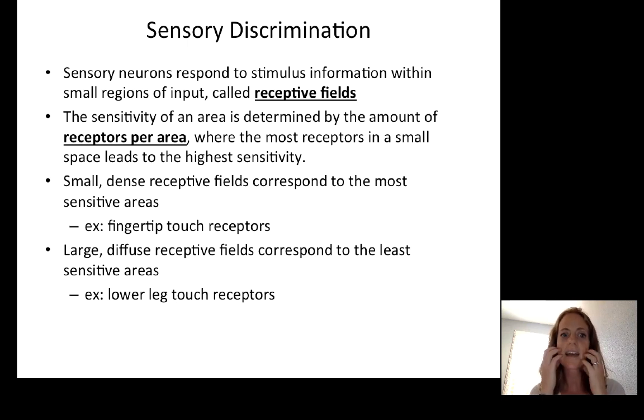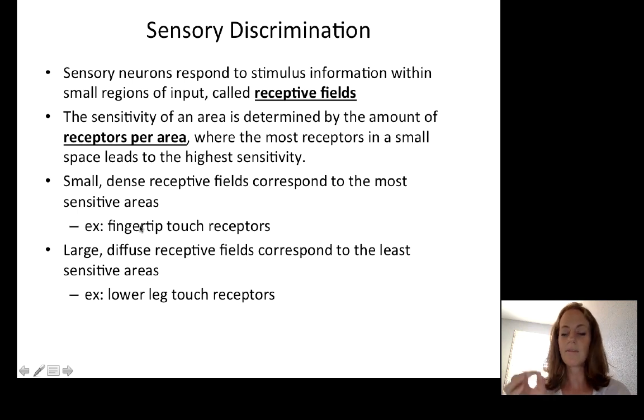So think about getting a tattoo on your face or on your fingertips. These are super sensitive areas that would hurt a lot. But forearm, upper arm, not so bad, right? So you have very sensitive areas on your face, lips, fingertips. These are areas that have many more receptors in that area, more density of receptors, but other areas that aren't so sensitive will have fewer receptors. So small, dense receptive fields will correspond to the most sensitive areas.